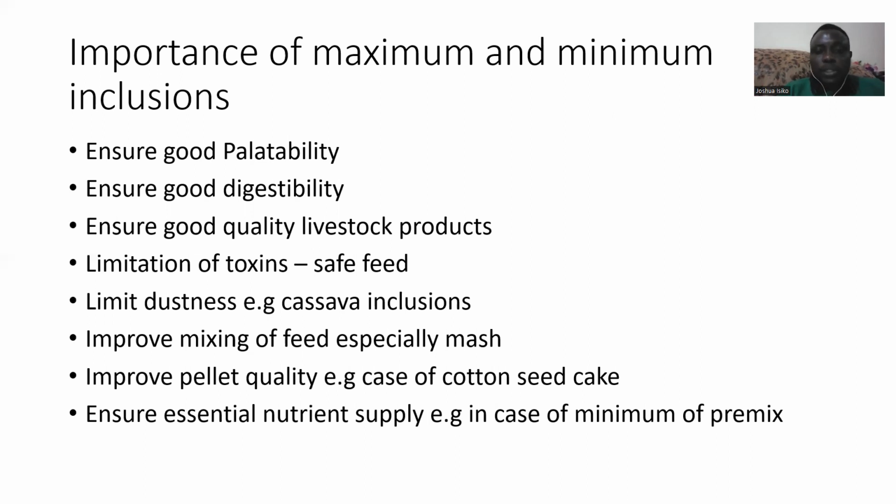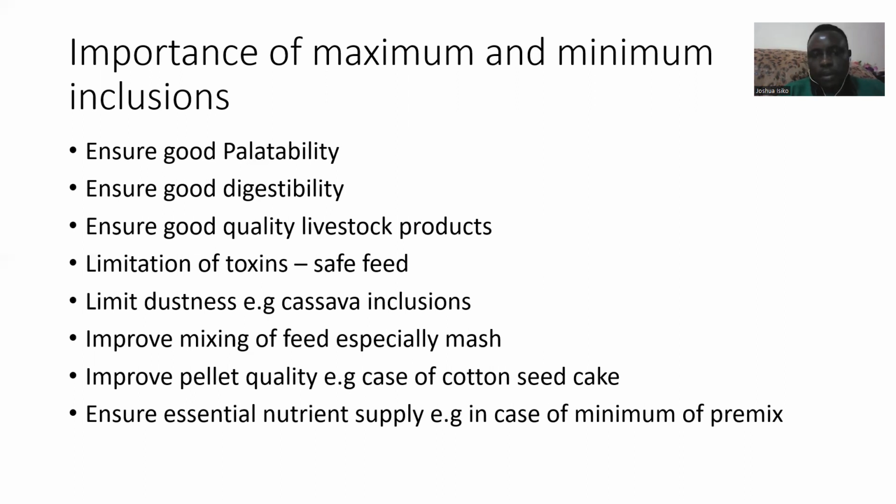Then limitation of toxins. For instance, I gave you an example, premix. Beyond 1%, you are making toxins. Some of you have layer birds that die instantly. They have signs of poisoning, but you can't explain. It's just because you put too much premix. Certain premixes, their inclusion rate is 0.25. Please stick to the inclusion rates recommended by the producer. So if you put more than what is required, you put more than 1%, you are making poison instead of feed.